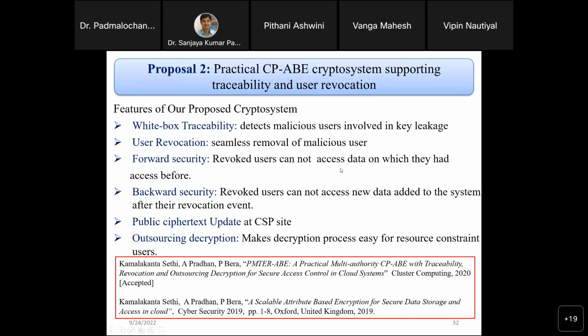With this, I would like to stop here. If there are any questions, please ask. And we have a good number of publications from these works. You can get them from the internet if you are interested in doing research on attribute-based crypto systems.